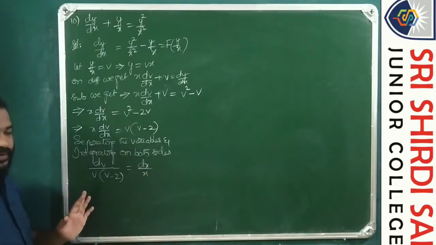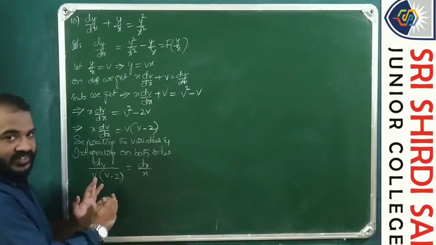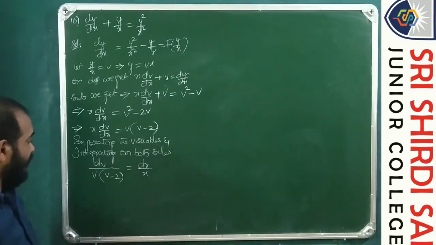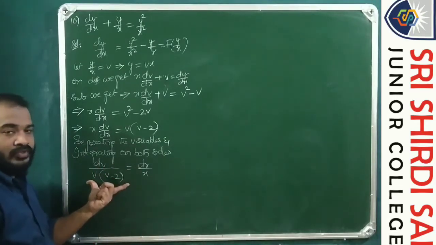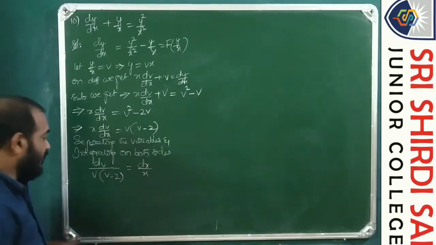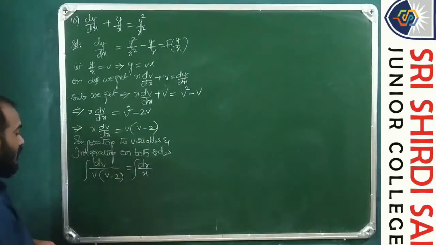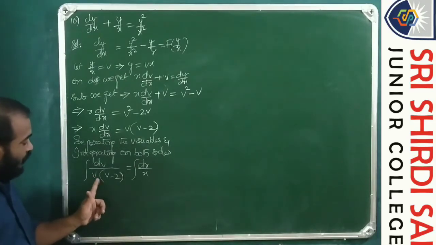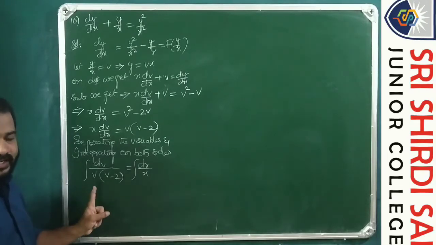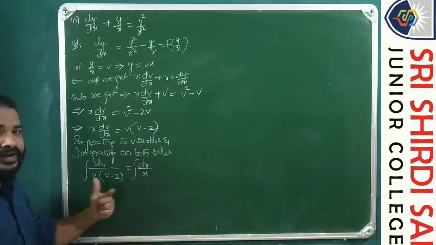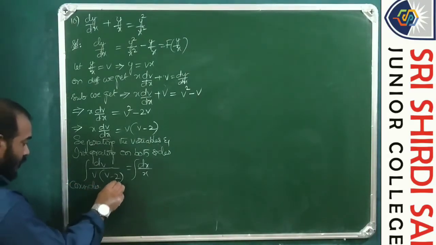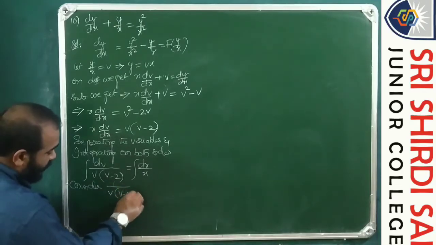So here we have succeeded in separating the variables on either side. The LHS is in terms of V and the RHS is in terms of X. Integrating on both sides, this will be solved through the process of integration which we have learned in the methods of integration in indefinite integrals. So here I will consider 1 by v into v minus 2.